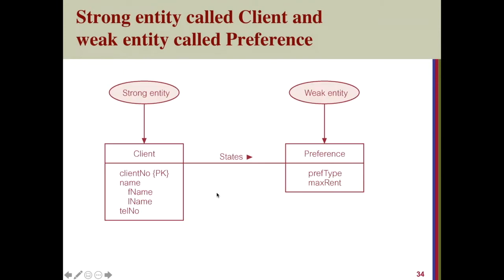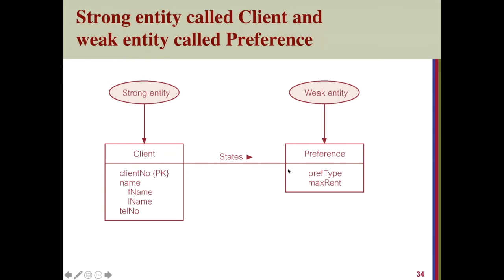Here, remember our company database example. There we had a client, and client is an entity. Client is described by client number. It is described by name. In name, we have first name, last name, and its telephone number. Then client has its preferences. Again, preferences is another entity because it is a noun, and we identify that all nouns will be converted to either entities or their attributes. So its attributes are preference type and maximum rent.